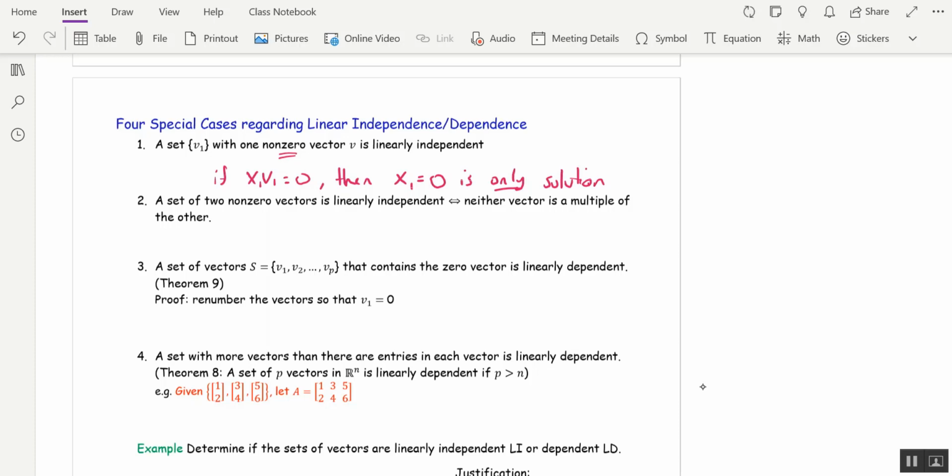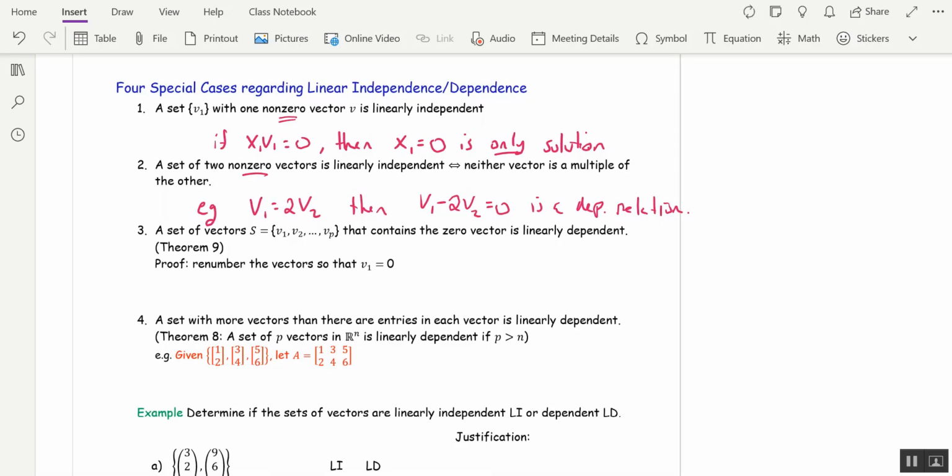A set of 2 vectors is linearly independent if and only if one is not a multiple of the other, for 2 non-zero vectors. And this only works for 2. You can't do it for 3. So suppose we have 2 vectors, v1 and v2, and suppose v1 is twice v2. So it's a multiple of v2. Here's why this set would be dependent. If that's true, then here's a dependence relation: v1 minus 2v2 equals 0. I won't be able to do that if v1 is not a multiple of v2, okay?